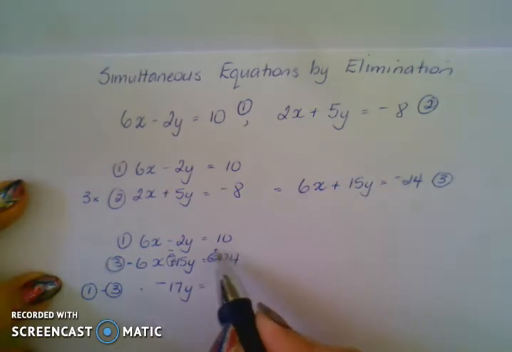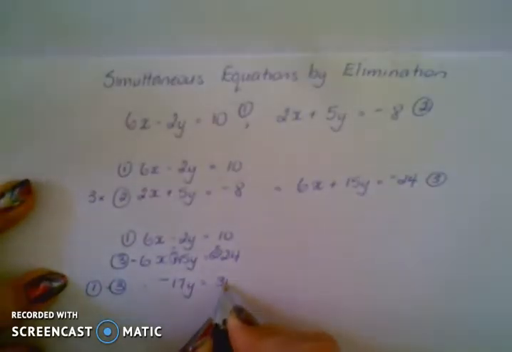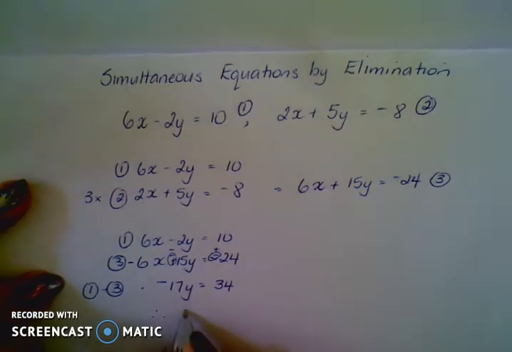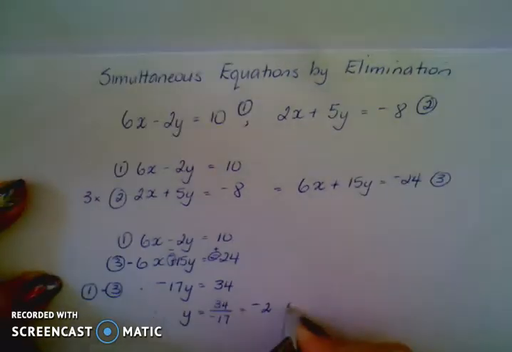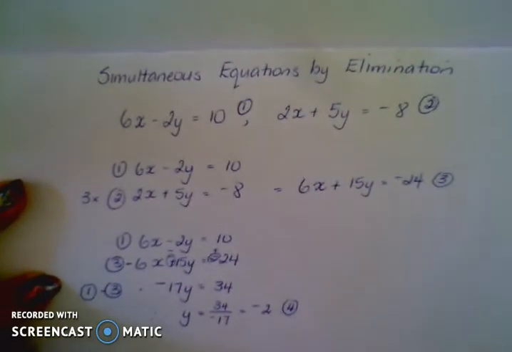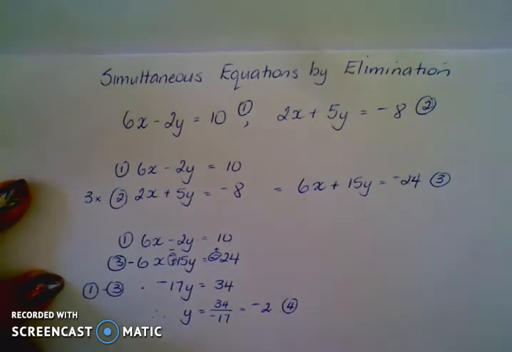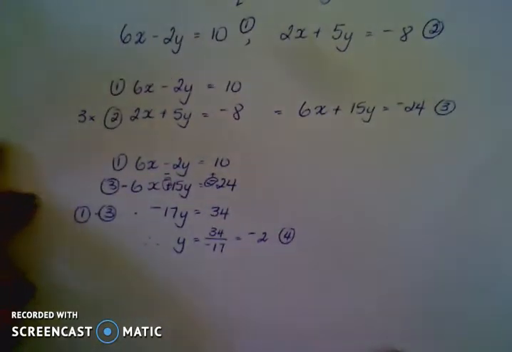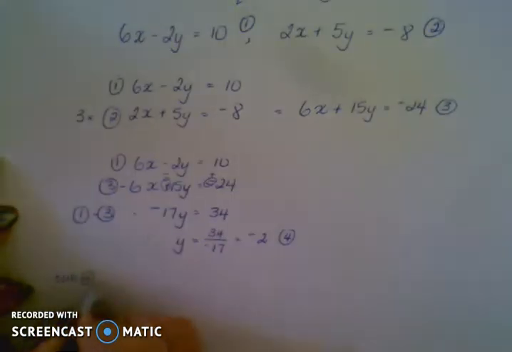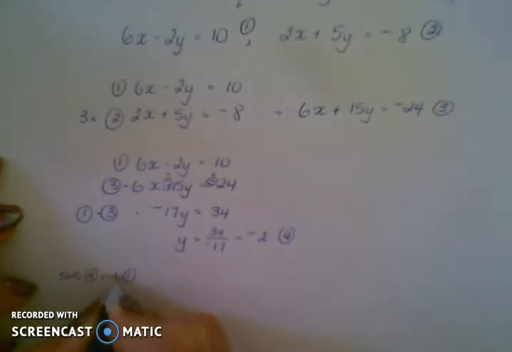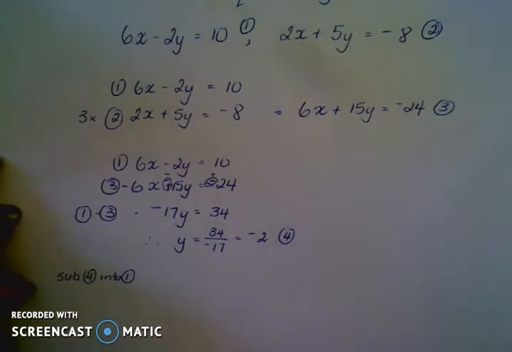And I have 10 plus 24 is 34, so therefore I have y is equal to 34 divided by negative 17, because I'm dividing both sides by negative 17, which is equal to negative 2. So we'll call that equation 4. I now have half of my answer. Now I need to substitute that back into equation 1. So I'm going to substitute 4 into 1, and that will give me my value for x.